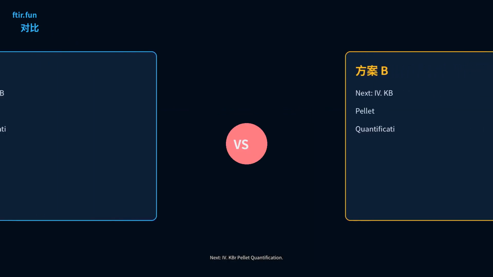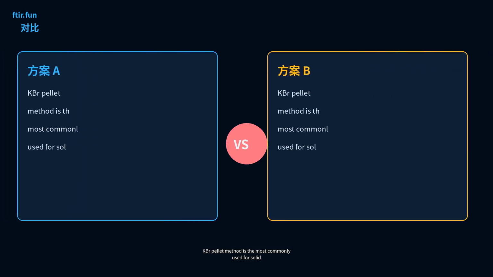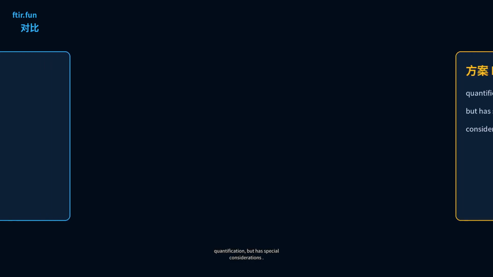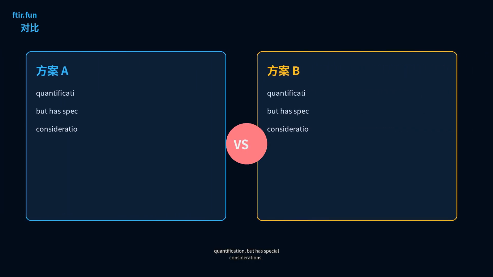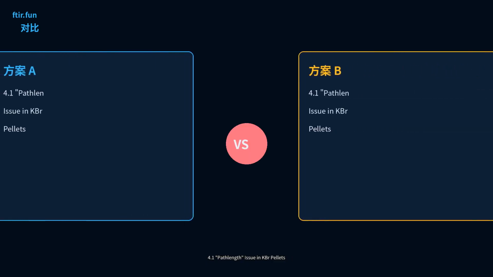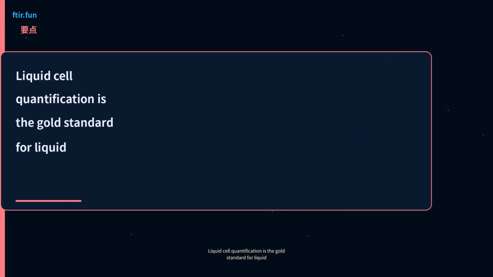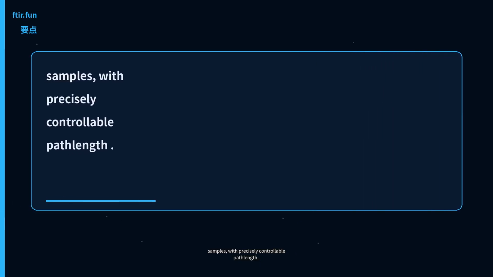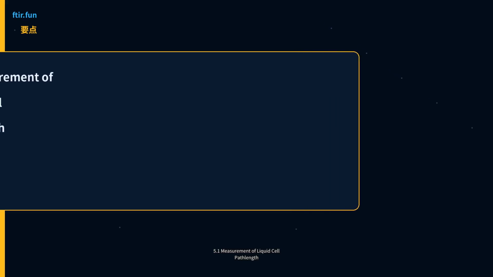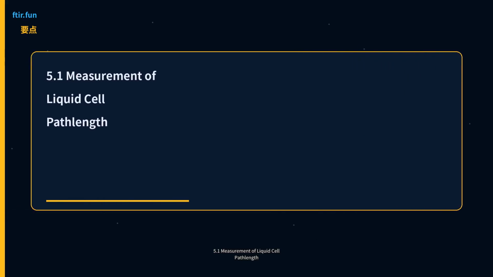Next, IV. KBr pellet quantification. The KBr pellet method is the most commonly used for solid quantification but has special considerations. 4.1 Path length issue in KBr pellets. Next, V. Liquid cell quantification. Liquid cell quantification is the gold standard for liquid samples with precisely controllable path length. 5.1 Measurement of liquid cell path length.